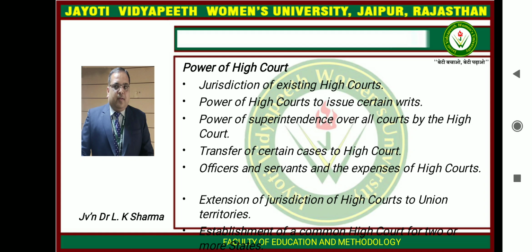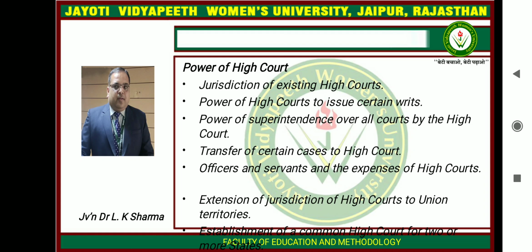Power of High Courts to issue certain writs. Article 226 deals with this. Notwithstanding anything in Article 32, every High Court shall have power, throughout the territories in relation to which it exercises jurisdiction, to issue to any person or authority, including in appropriate cases any government within those territories, directions, orders or writs, including habeas corpus, mandamus, prohibition, quo warranto, etc., or any of them, for the enforcement of any rights conferred by Part III and for any other purpose.